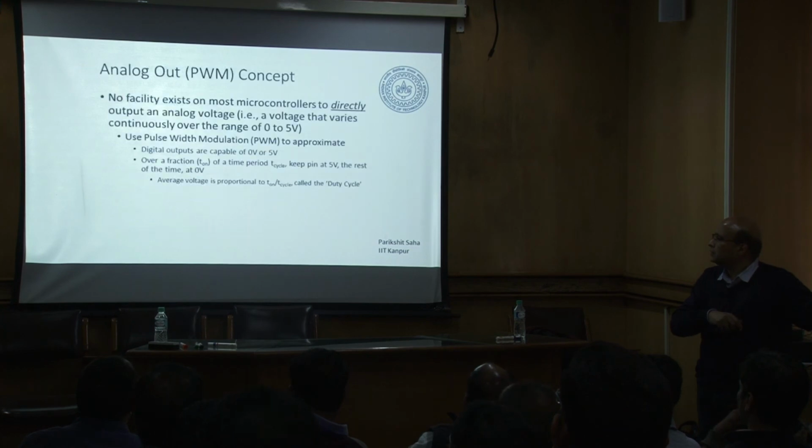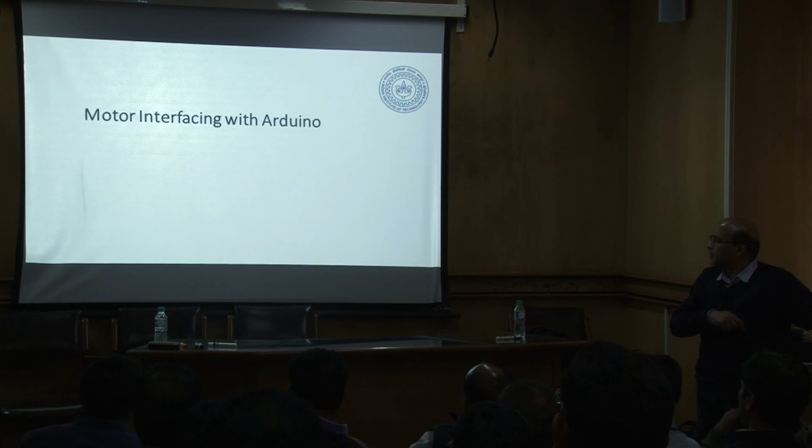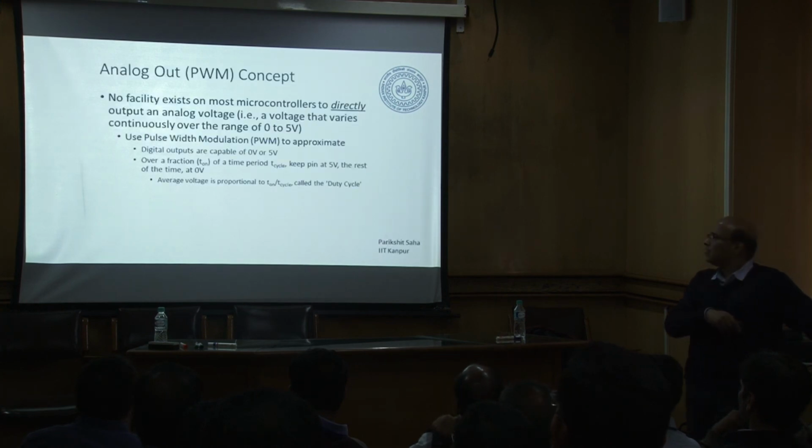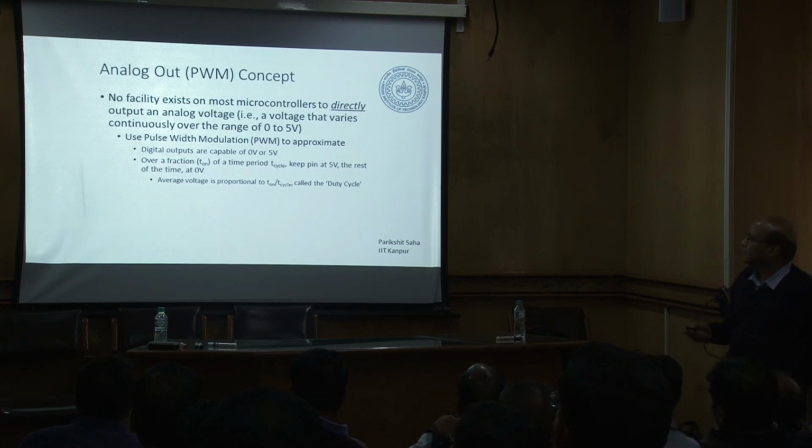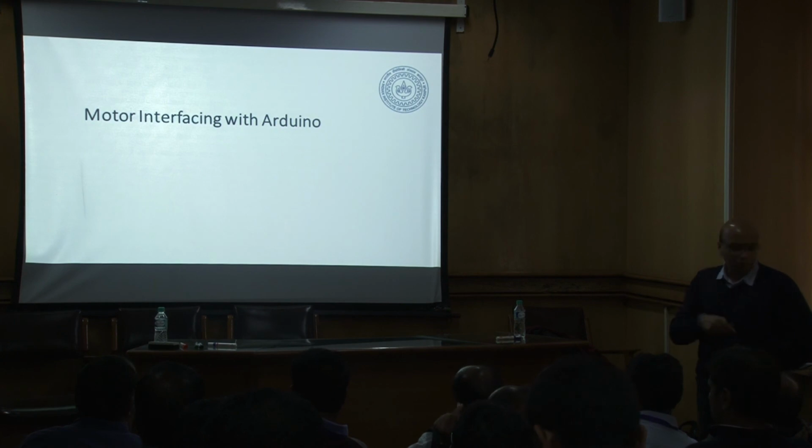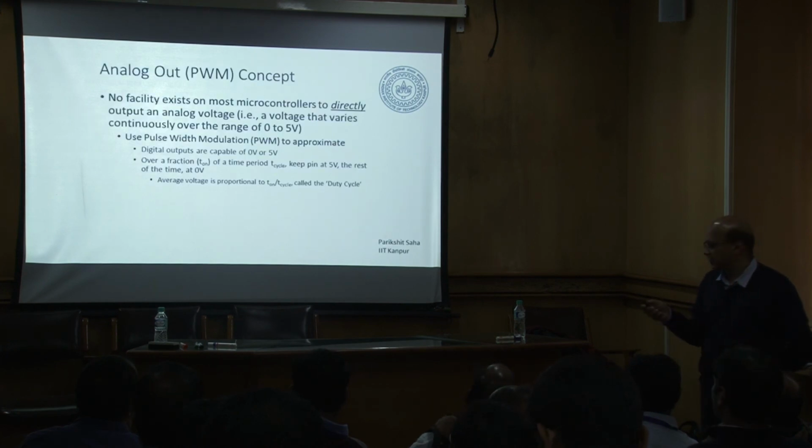Now we are coming to the microcontroller, the motor control part. When you're running a DC motor, it requires a voltage from 0 volts to 5 volts, right? Now in this device, the microcontroller is a digital device, so it cannot give you an analog output in that sense.